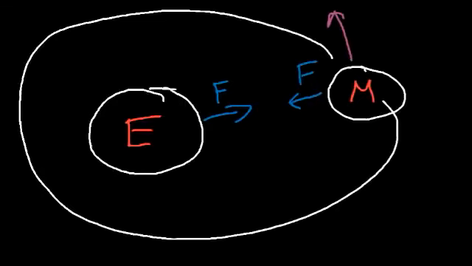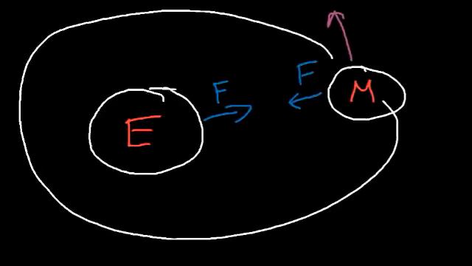Even though the mass of the Moon is much less than the mass of the Earth, the forces are still equal. These are equal and opposite forces. Notice that the direction is opposite. This one appears to be moving to the right, and this one is moving to the lower left. But the forces share the same magnitude.